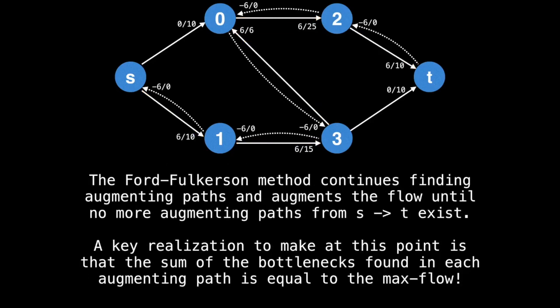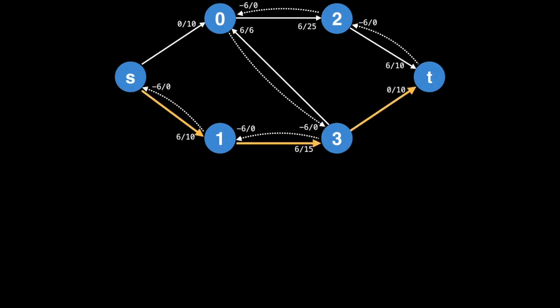So the algorithm proceeds and the Ford-Fulkerson method continues to repeatedly find augmenting path after augmenting path and to augment the flow until no more augmenting paths from S to T can be found. The key realization to make at this point is that the sum of the bottleneck values that we acquire with each augmenting path will result in the maximum flow. And that's the whole premise of this algorithm. It doesn't matter so much how you find augmenting paths, but so long as you keep summing the bottleneck values which they produce, you'll find the maximum flow. So let's keep finding augmenting paths.